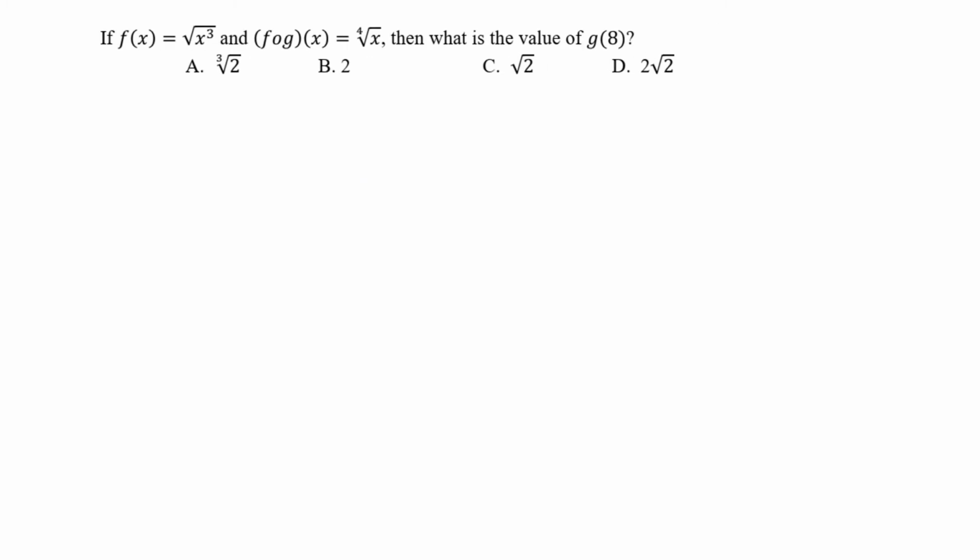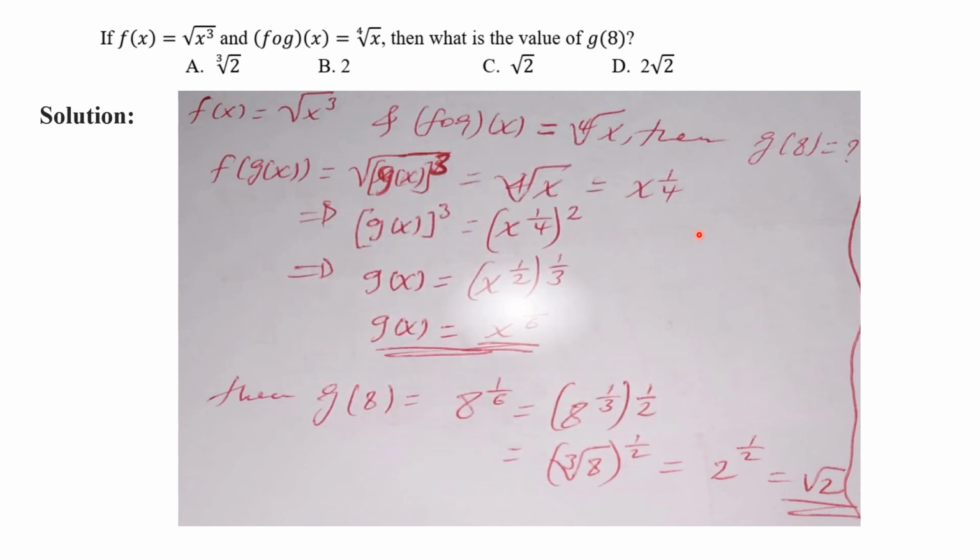When it comes to the other question, f of x equal to square root of x to the power of 3 and fog at x equal to 4th root of x, then what's the value of g of 8? How do we find it here? Look, f of x is the square root of x to the power of 3, and fog at x is equal to 4th root of x. Then g of the required point, g of 8, is equal to how much?